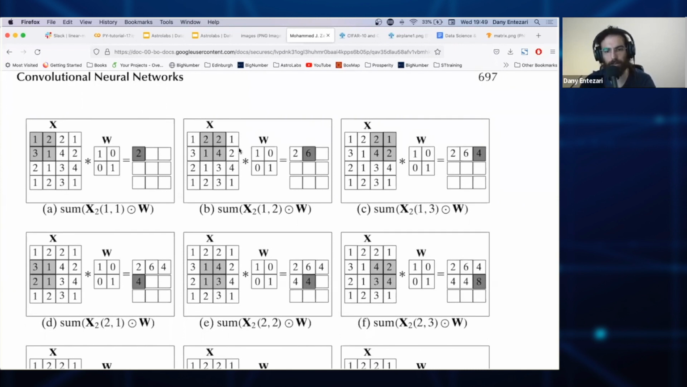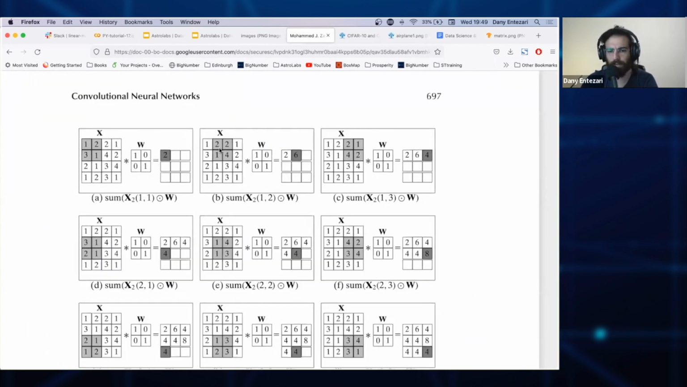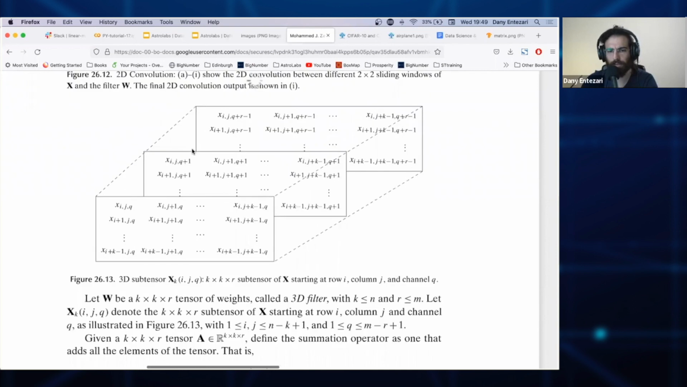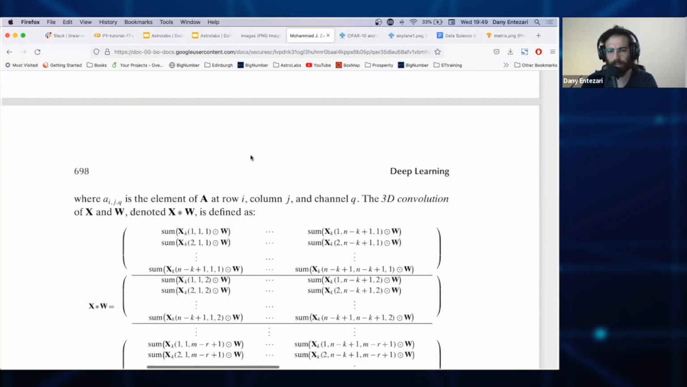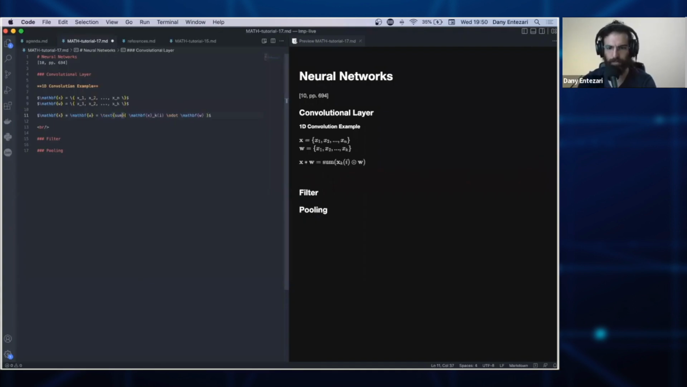Same thing here. 2 times 1, that's 2. 2 times 1 is 2. 4 times 1 is 4. So 4 plus 2 is 6. There's zeros. Eliminate 2 and 1. I think you get the idea, right? And of course, we can then take this and do this for a tensor, which is a stack of matrices. Okay, that's all a convolution is.